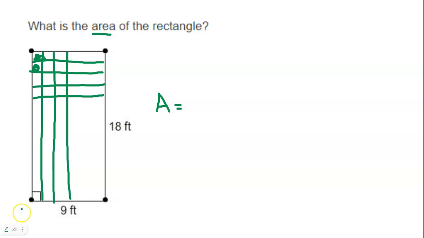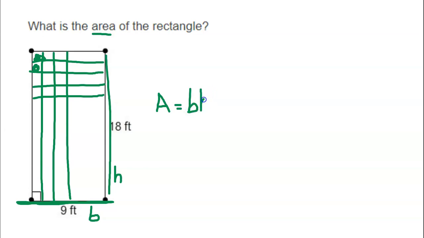And as I said in our lesson, I always refer to our figures, whether it's a rectangle or a square, doesn't matter to me, as base and height. Okay, just makes our life a little bit easier. So the base is 9 feet. You're going to say 9 times the height, which is 18 feet.